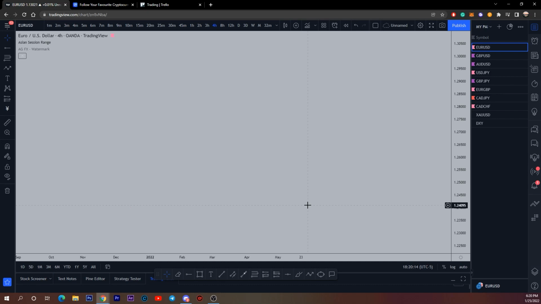When we're talking about supply and demand, basically you identify areas where institutions, banks, whatever you want to call them, have bought or sold the market. So if the banks bought the market at a certain area, you would label that as demand. If they sold the market at a certain area, you would label that as supply. Okay, so demand, you're looking for buys; supply, you're looking for sales. All right, that's the easiest way to look at it without going in depth.